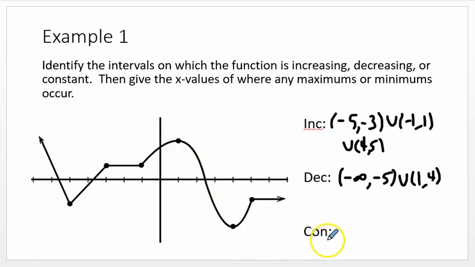And then the constant intervals are where the graph seems to be completely level. So it starts at this x value of -3, and it continues towards this x value of -1.